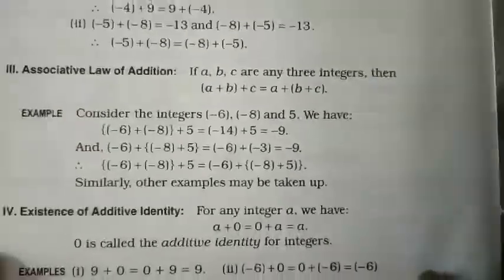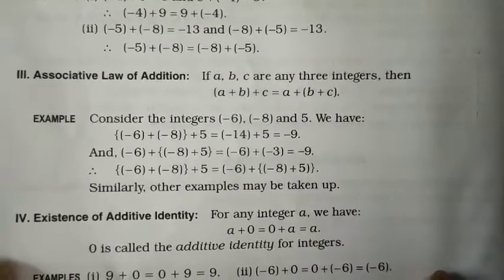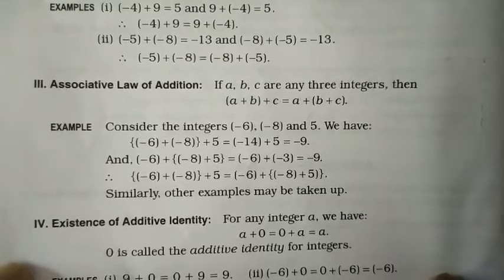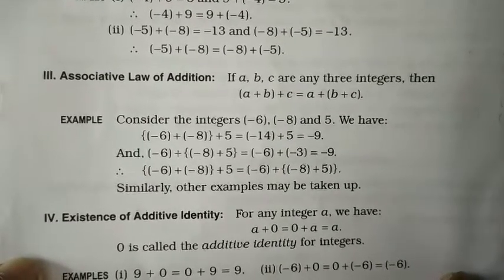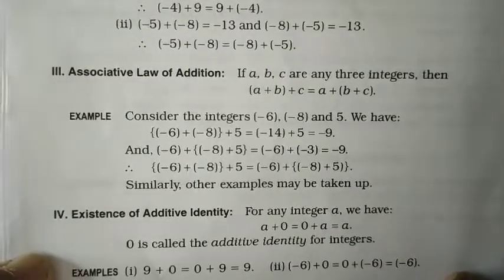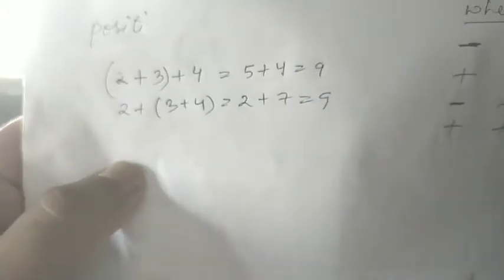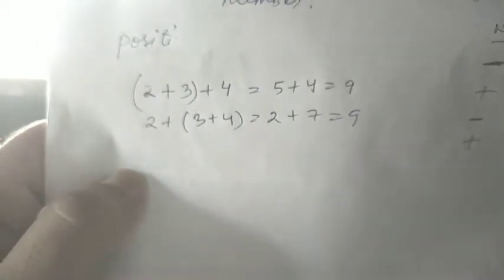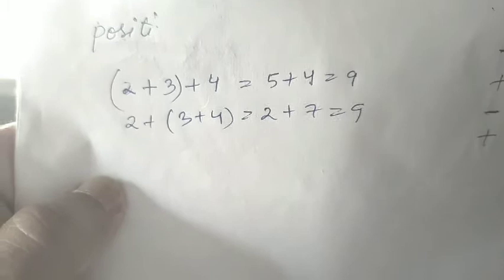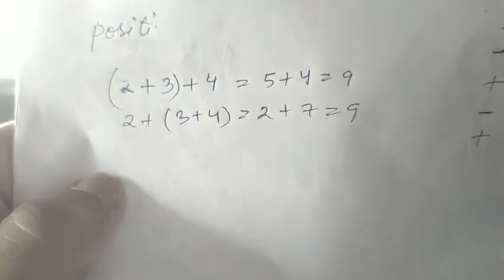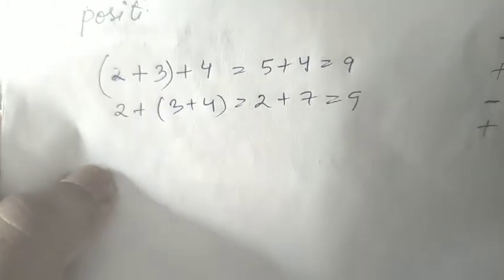Associative law. If there are any three integers, let us say a, b and c, then if we add a plus b first and then with c, the result will be the same as if we add b plus c and then add with a. Let us put numbers in place of a, b and c. In the place of a, let us put 2. In the place of b, let us put 3. In the place of c, let us put 4.